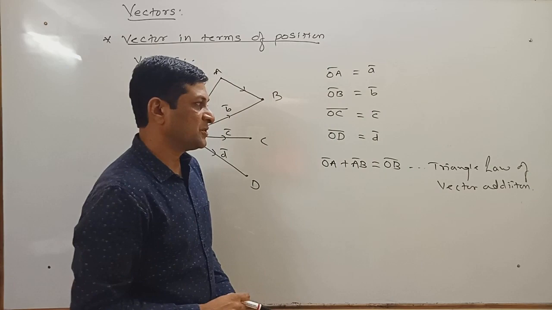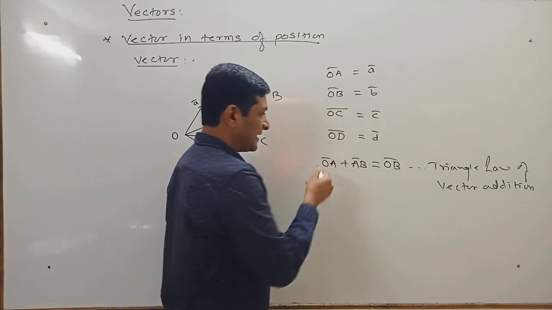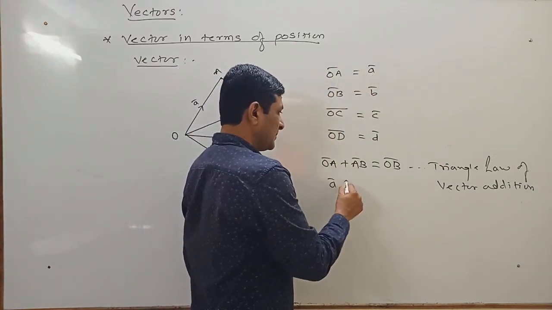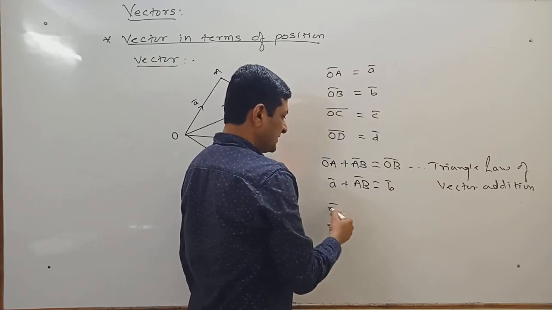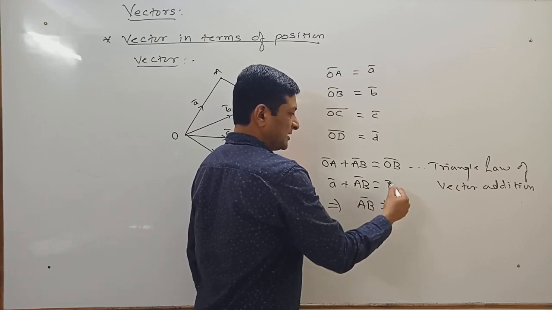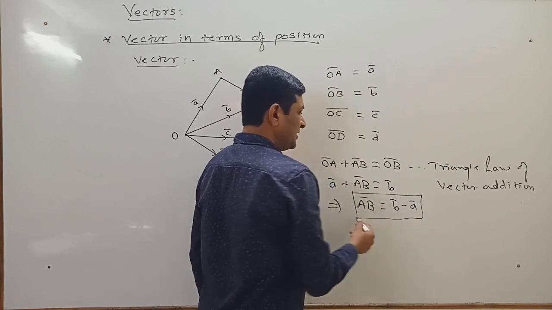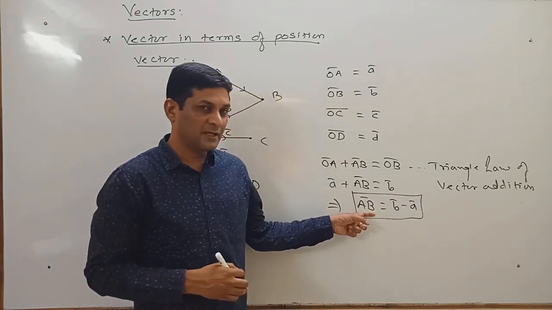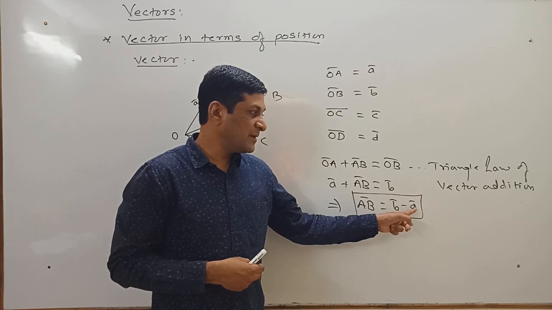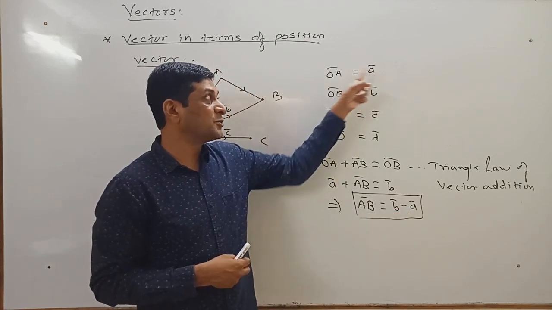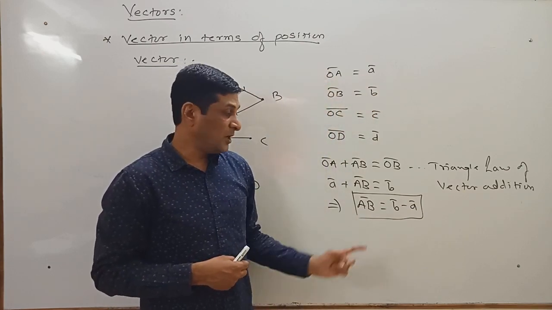But according to our supposition, OA bar means A bar, plus AB bar, keep it as it is, and OB bar is equals to B bar. So this implies that AB bar is equals to, keep this B bar as it is, plus A bar on this side will become minus A bar. This is one of the very important results, that AB bar, we are expressing this vector AB bar in terms of position vectors. A bar and B bar are position vectors of which points? A bar is position vector of point A and B bar is position vector of point B with respect to which fixed point? O.